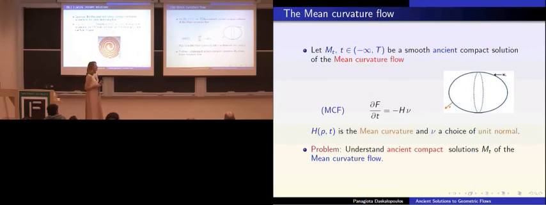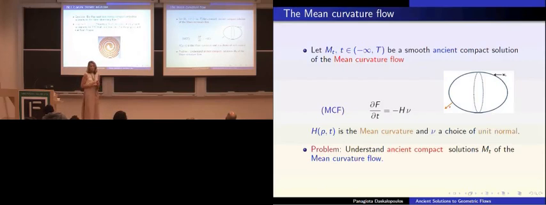In higher D, it's like the mean curvature flow. So what is the mean curvature flow? Most of you know, but it's the evolution of a hypersurface in R^n by its mean curvature in the inner normal direction. And let's say again that we would like to talk about ancient compact solutions to the mean curvature flow, and that we would like to get some information about them.